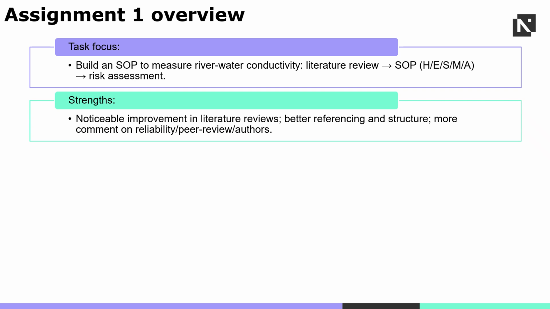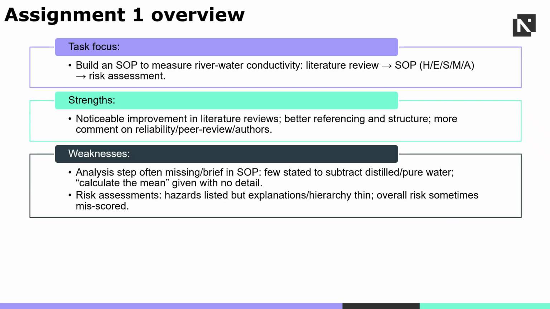Overall, the Chief Examiner's report notes real progress in the literature review, clear structure, better referencing and more comment on reliability and peer review. Most SOPs included the expected sections, so hypothesis, equipment, safe working and method, so the core framework is there. Where marks dropped was the results analysis inside the SOP.